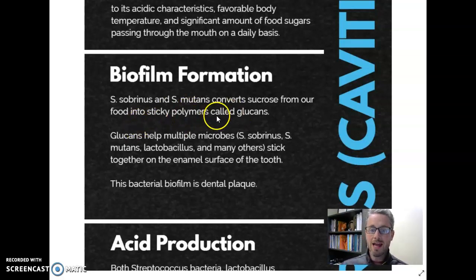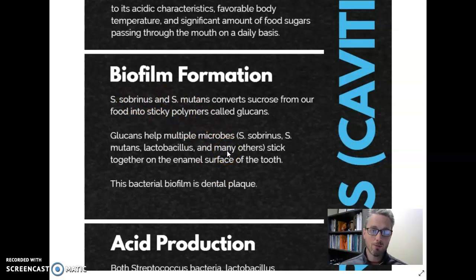So the glucans help these two microbes stick to your tooth, but many other microbes will stick as well in that biofilm with these two Streptococcus species. So some lactobacillus and many others. Our mouth is full of lots of different kinds of bacteria. So they're growing on the enamel, and we call this biofilm plaque. The plaque we get on our teeth is a biofilm, and it's caused by these two bacteria.